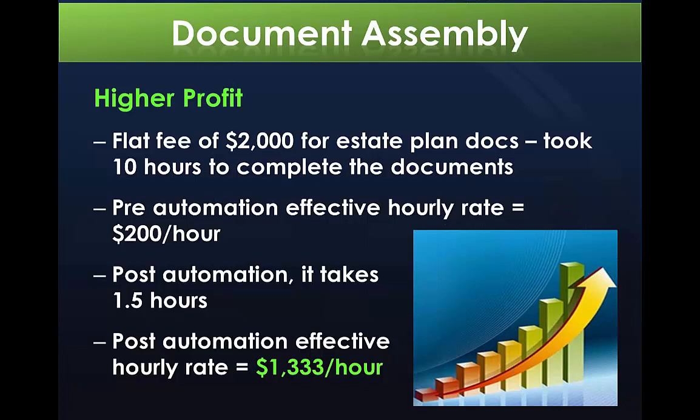So they decided to take those documents and automate them and stop doing them the old way, which is exactly what I described previously. They were taking old documents and making changes to them, and it took forever to get something knocked out. So they compressed it from 10 hours down to 1.5 hours, earning an effective hourly rate of $1,333 an hour. And just to be clear, there is absolutely nothing wrong with that. How long it takes somebody to do something often has no relationship whatsoever with the value that the client receives or perceives as a result of that service.